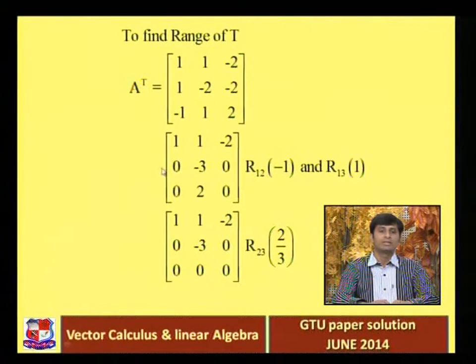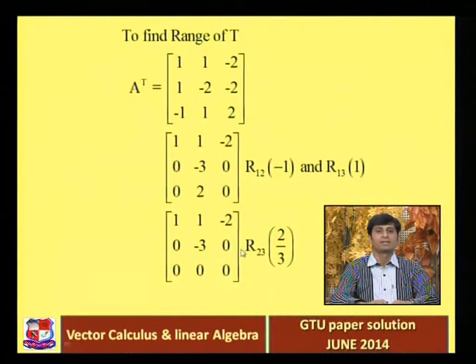Now this matrix is still not in row echelon form. This is our leading entry, and below that leading entry we have 0. But in the second row this is our leading entry, and below that leading entry we have to make 0 instead of 2. So that's why we are multiplying the second row by 2/3 and adding it into the third row. So the third row is now 0 0 0.